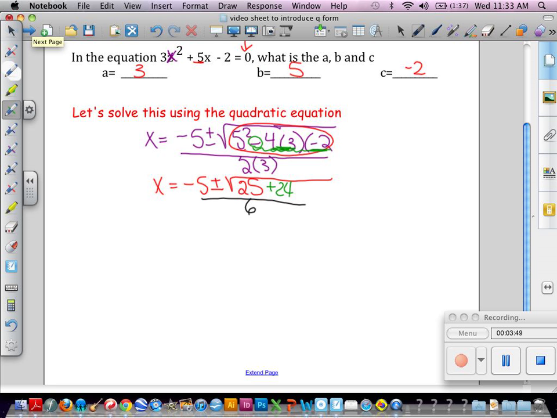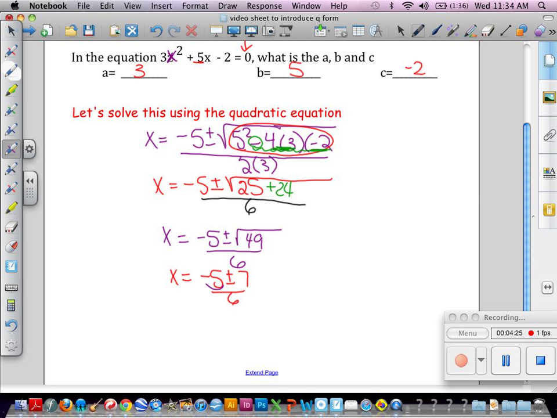All right, I still need to take care of stuff underneath my root. X equals -5 plus or minus 25 plus 24 is 49, all over 6. I know some of you are saying square root of 49 is 7. X equals -5 plus or minus 7, all over 6. Okay, so now you have 2 answers. Remember, you just did this problem by factoring, and we ended up with 2 answers. So same thing here, when I use my quadratic formula, I should get 2 answers.